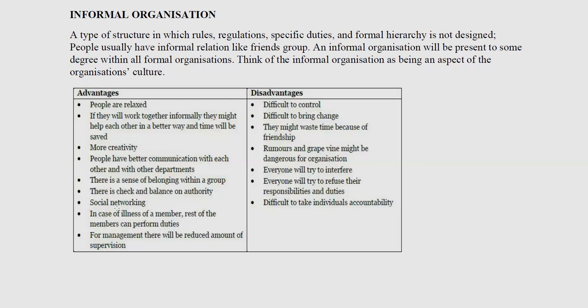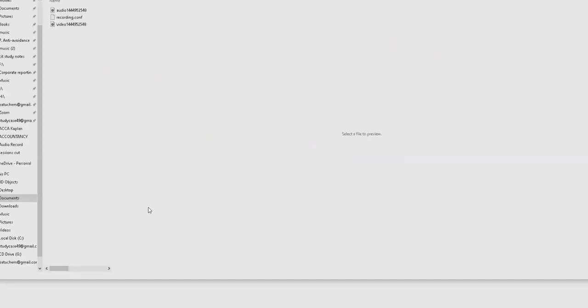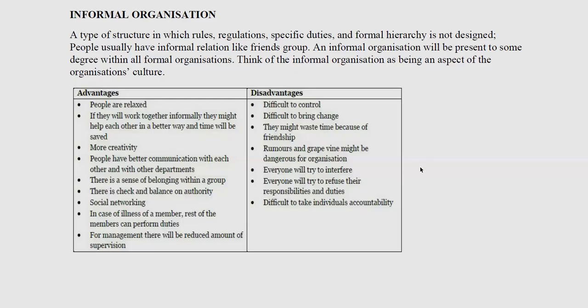But the difficult thing about informal organizations is that they are difficult to control. It is difficult to bring change. They might waste time because of friendship. Rumors and the grapevine travel quickly, which may be dangerous for the organization. So there was one case where they told us that the managing director was dating one of the staff. That went around the organization and went out to shareholders. The guy ended up being fired, and they only saw the managing director just talking to the girl in the storeroom. The question is, what were they doing in the storeroom?